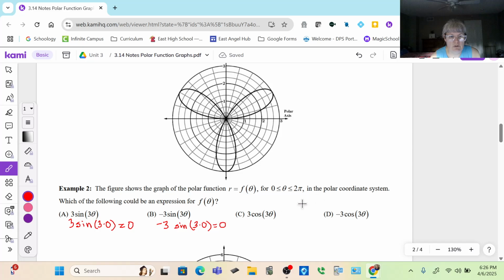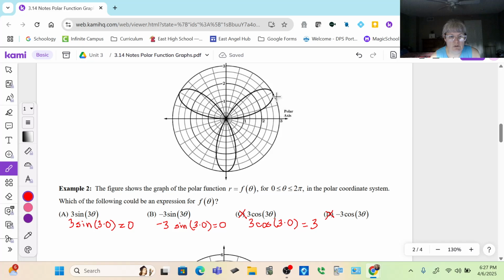is 0. But cosine, if I put 0 in for theta on a cosine, is actually 1. So cosine of 0 is actually 1, excuse me, and 1 times 3 is 3. And if I were to do it with the negative 3 times cosine of 3 times 0, I'd be at negative 3. But I don't see any values here at 3 or at negative 3. So I can rule out my cosine values pretty easily.